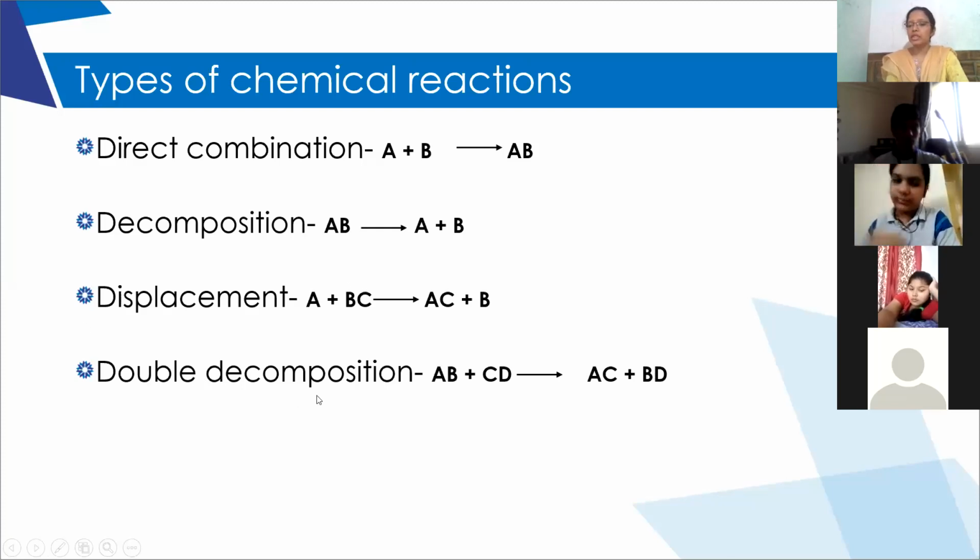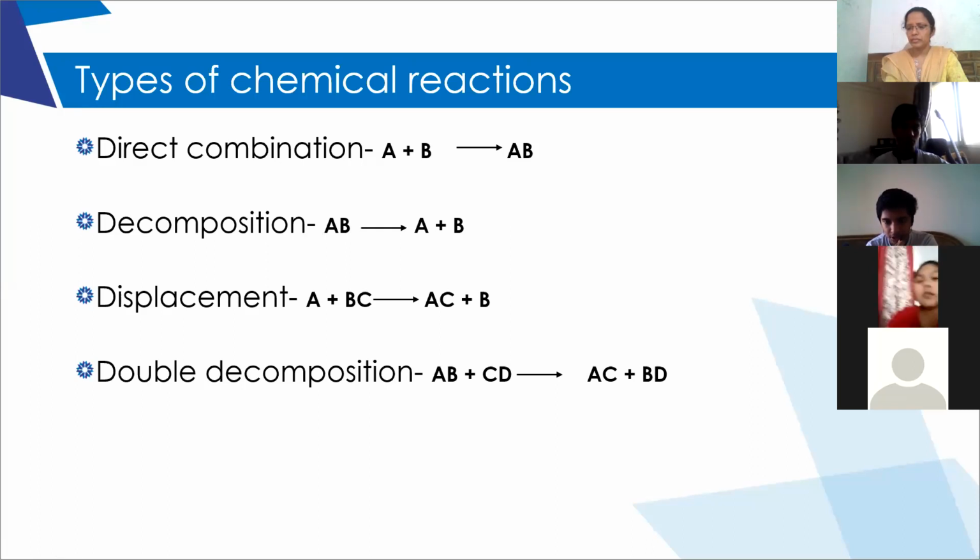Whereas double decomposition is also called double displacement. Both the reactants replace each other from their solutions. Such types of reactions are called double decomposition or double displacement reactions. Clear? Ma'am, in this double decomposition reaction, the interchange also happens, no? The signs, meaning positive becomes negative? Yes, that is in ionic substances. Generally, displacement reactions take place in ionic substances, ionic compounds.